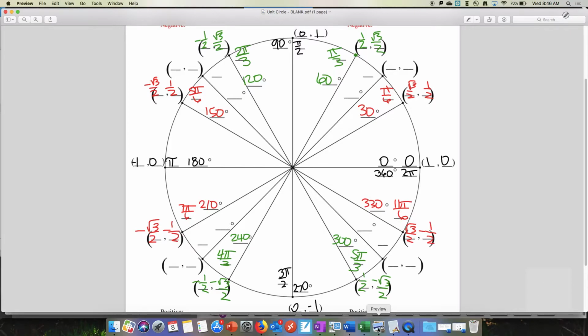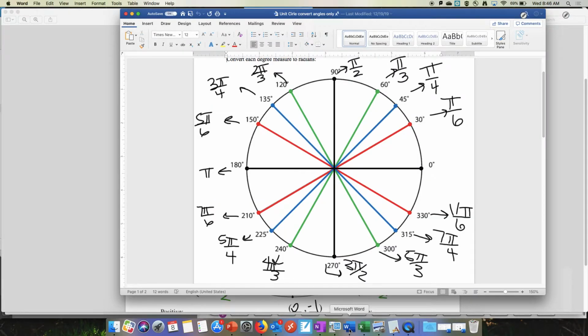The four coordinates that we wrote in green, besides the positives and negatives, what's true about them? All of the x's are 1/2, and all of the y's are radical 3 over 2. If you know one coordinate, you know the next three. Okay. All right, last but not least, let's do our blue angles. Highlight in blue those ones in between and write in what their degree and radian measures are.